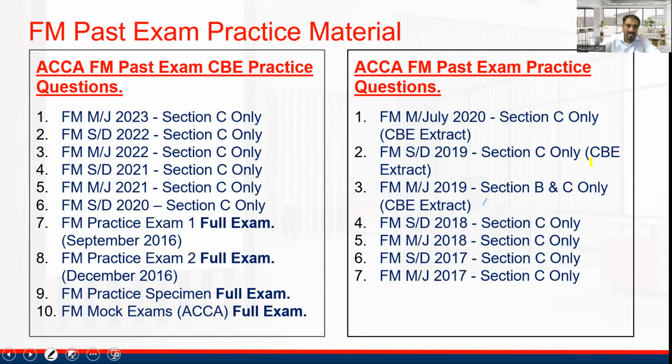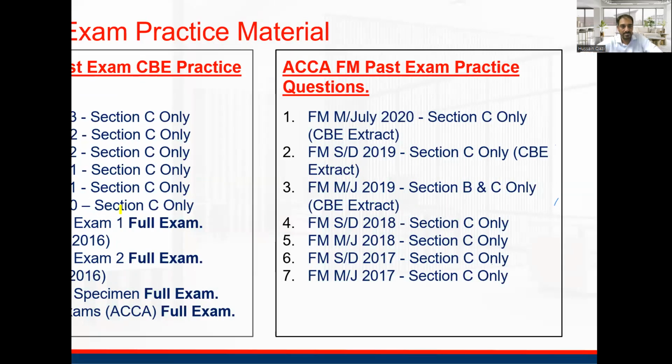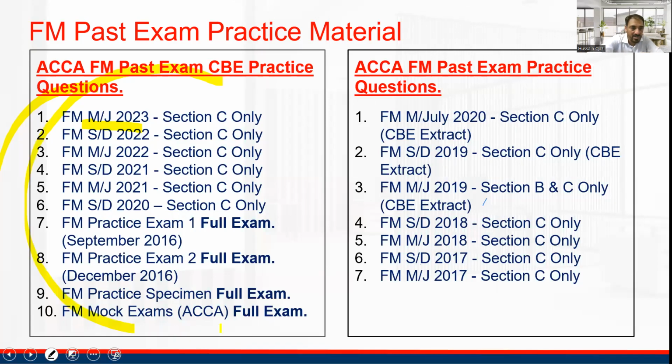Next slide. These are the past papers. Ten past papers are available in the CB format, including mock exams. For example, if you are going for the December 23 exam, the mock exam will be published three weeks before the exam.